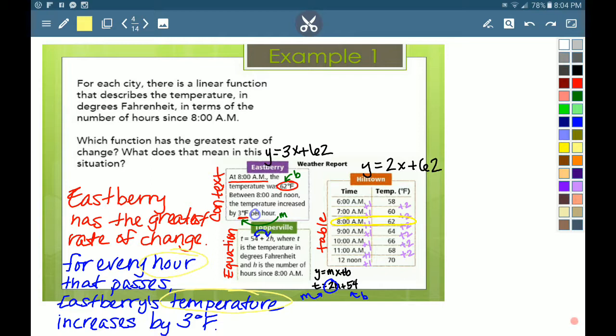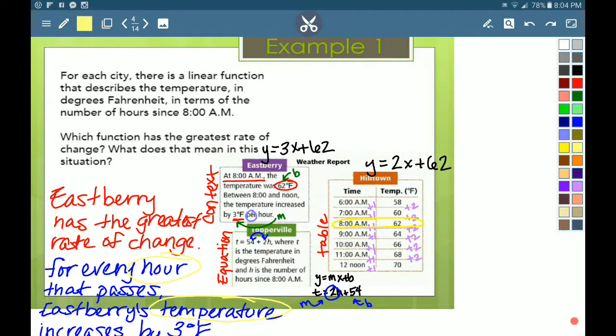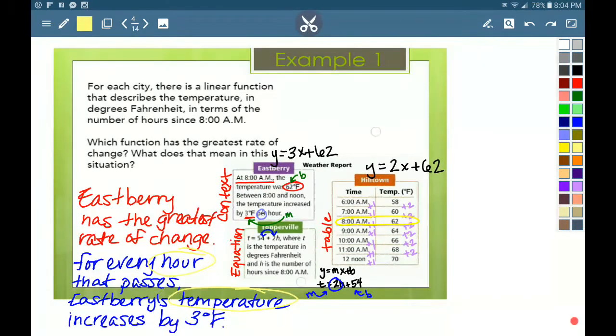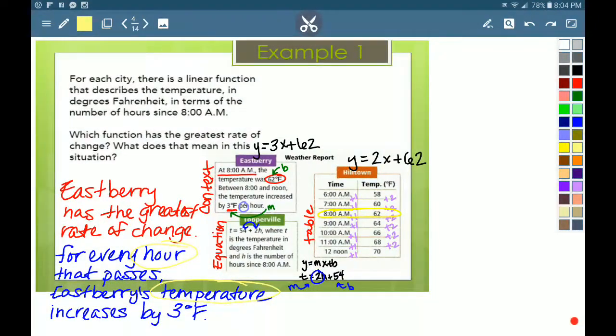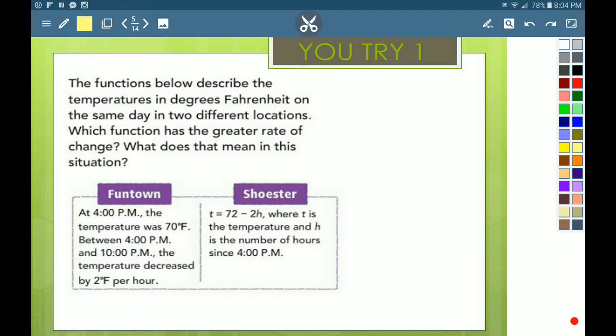So the hours are changing and the temperatures are changing. Rate of change, there's always 2 things that are changing, an X and a Y, an input and an output. So let's have you guys take a look at something similar on your U-Try.